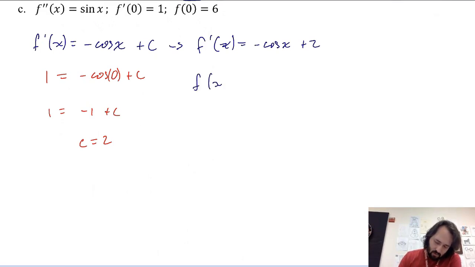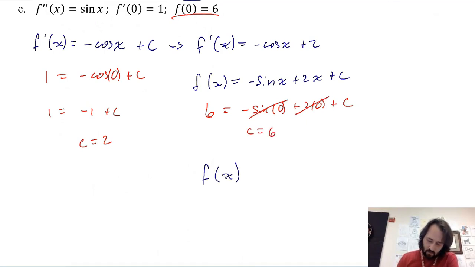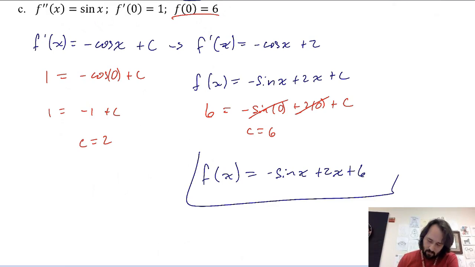So f of x would be negative sine of x plus 2x plus c. Now if I put in 0, it's supposed to be 6. So 6 equals negative sine of 0 plus 2 times 0 plus c. Sine of 0 is 0, 2 times 0 is 0, so c is 6. So my particular solution to this one would be negative sine of x plus 2x plus 6.